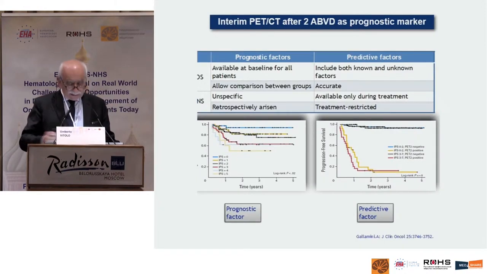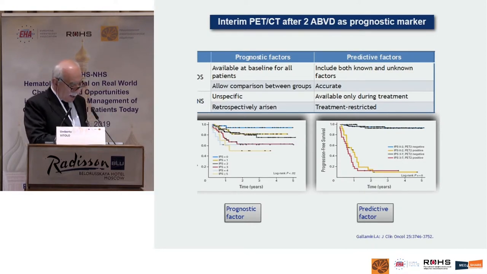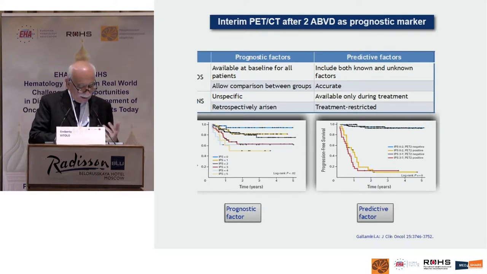Okay, PET, as I already said, is very important, and it was shown in one of the old studies by our group, the Italian group, published by Andrea Gallamini, that interim PET after two courses of ABVD in patients who had PET-positive findings had a significantly worse outcome compared to the patients who were PET negative after only two courses of ABVD. And the performance of the interim PET as a prognostic tool is much better than the performance of clinical findings or clinical prognostic features like the international prognostic score, which at baseline may subdivide patients into different prognostic groups, but some of them are overlapping, so the power of this classification is not so good.